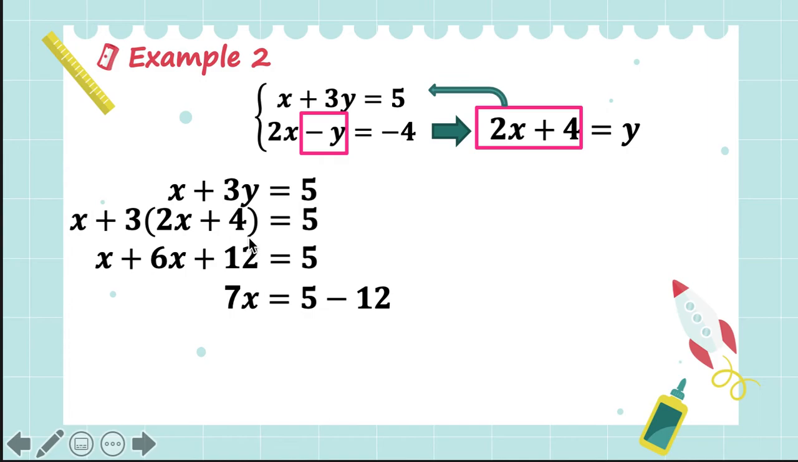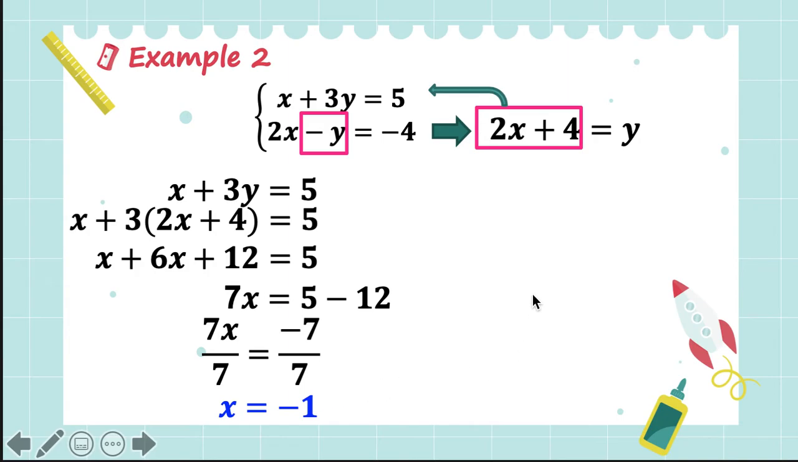And then from positive 12, it will become negative 12. And then simplify, so 7x equals negative 7. And then divide both sides by 7 so that we can get the value of x here. So 7 divided by 7, the answer is 1. And then negative 7 divided by 7, the answer is negative 1. So we are done getting the value of x, which is negative 1.